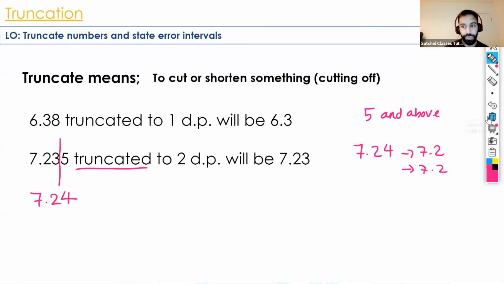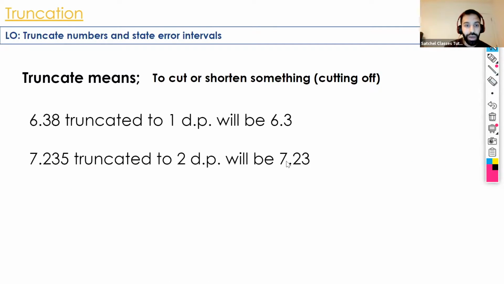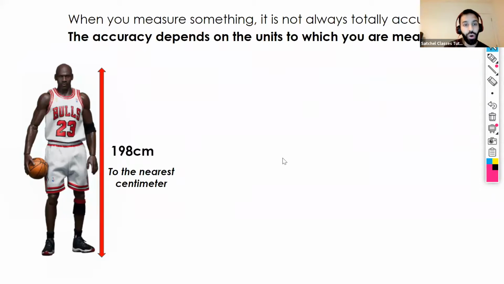So sometimes when you truncate and round to a certain degree of accuracy, you can end up with the same answer. All right. Now, in the context of truncation, we need to have a good understanding of error intervals because usually questions involving truncation will be related to error intervals. Now, I'll start with this example here. So let's think about Michael Jordan's height as being 198 centimeters to the nearest centimeter.